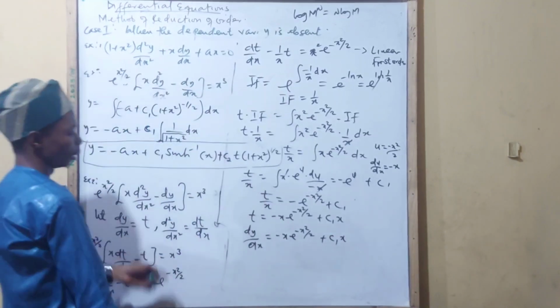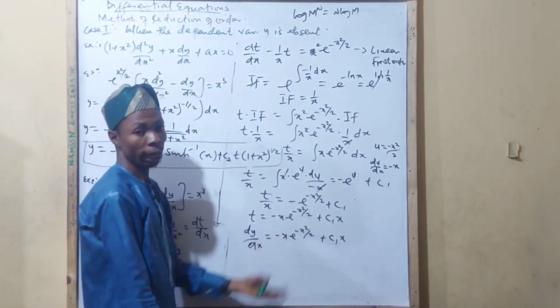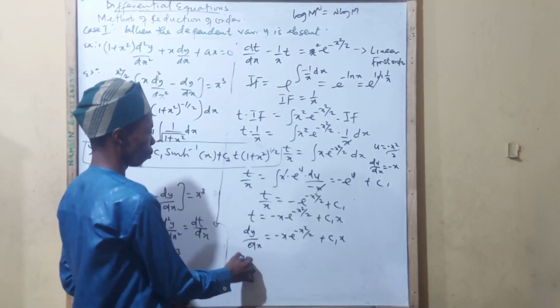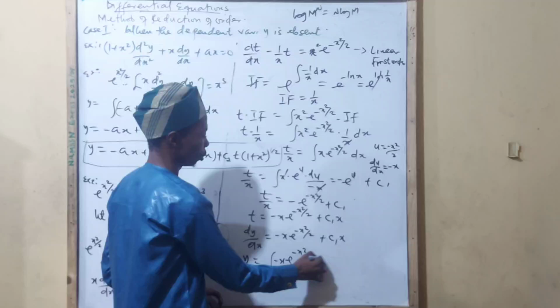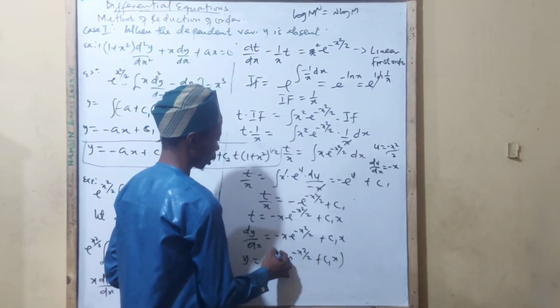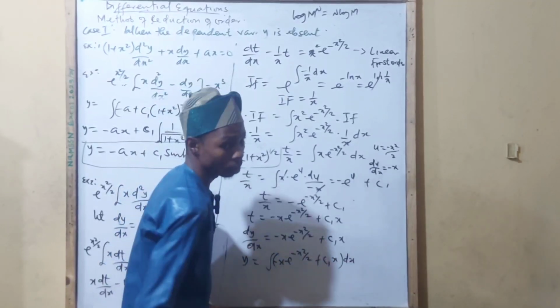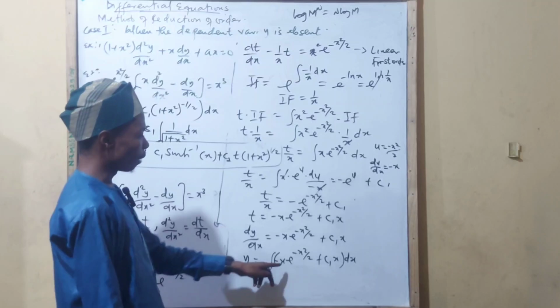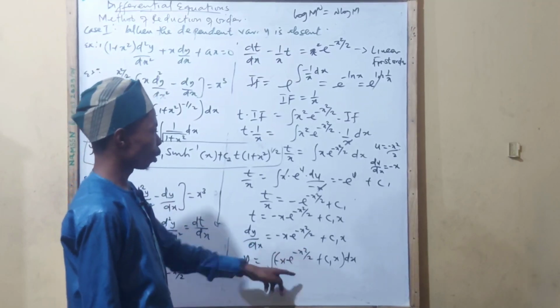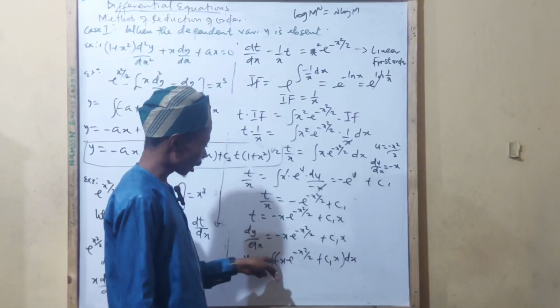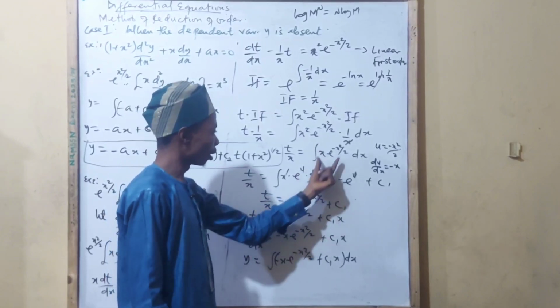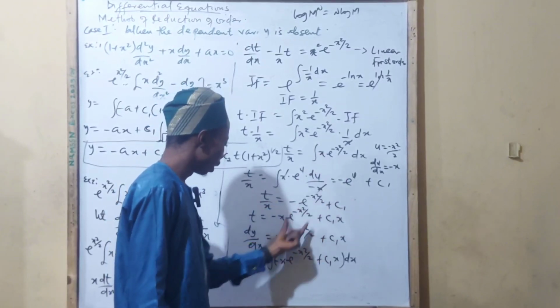And how will I find y? Cross multiply and integrate both sides. So therefore y will now be the integral of minus x e to the minus x squared over 2 plus the integral of c1x. We are integrating all of them with respect to x. If I integrate minus x e to the minus x squared over 2, you observe that what I'm having here is like this, but the difference is just that the minus is here. So I'll just copy the answer that I got here.